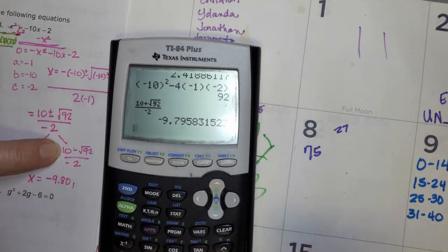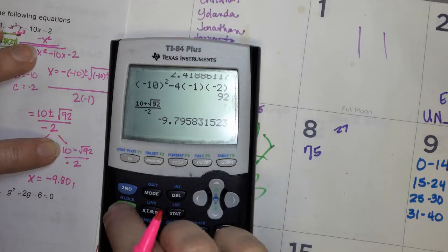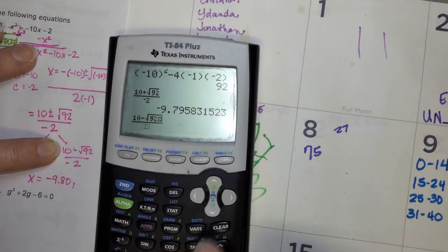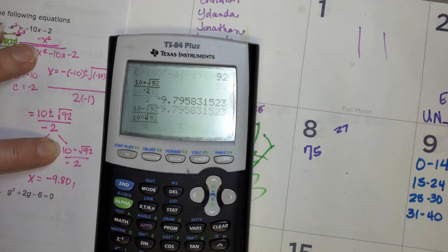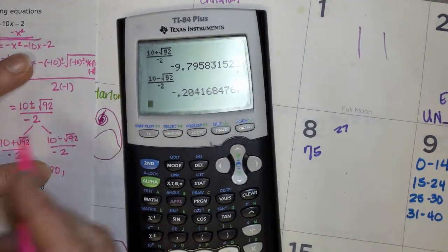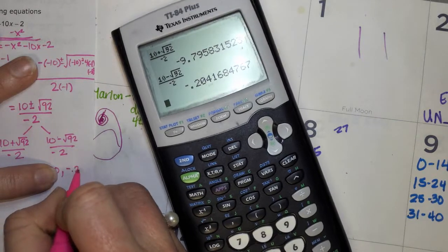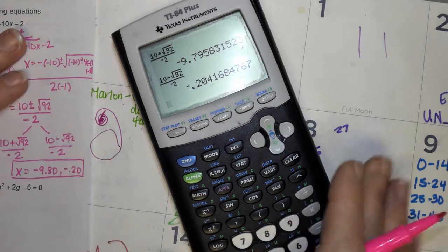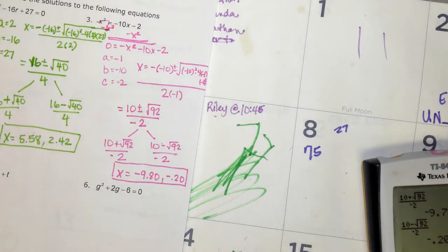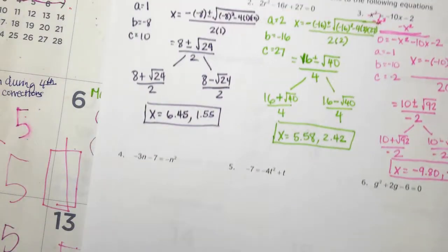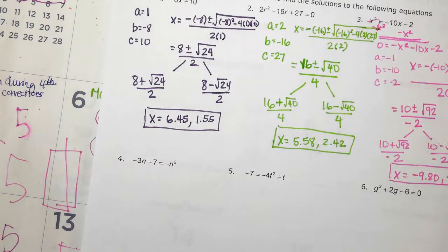And then for this one, I have 10 minus the square root of 92 divided by negative 2. So that's my other value, and again I'm going to round it to the nearest hundredths place, so it will just be negative 0.20. And those are my solutions. Okay, so let's move over here to this side.